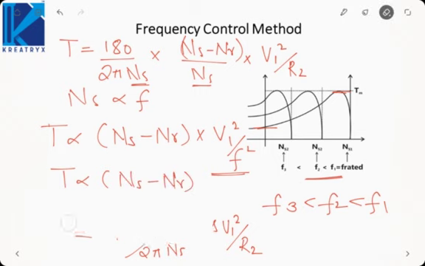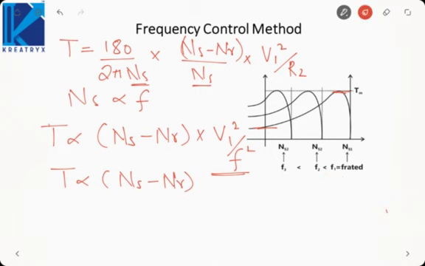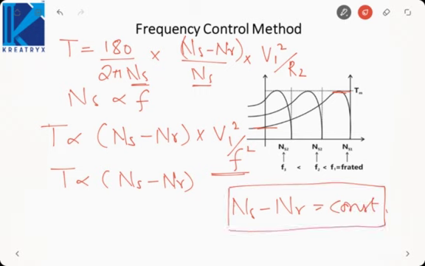If we wish to maintain the torque constant, Ns minus Nr should remain constant. This equation is very important; you must always remember it. For frequency control of an induction motor below the rated speed, for constant load torque, the difference between the synchronous speed and rotor speed must remain constant as the frequency is varied, or we can say the slip speed remains constant. That is how we control the speed of an induction motor, by varying the frequency below the rated value. Next, let us see above the rated speed.